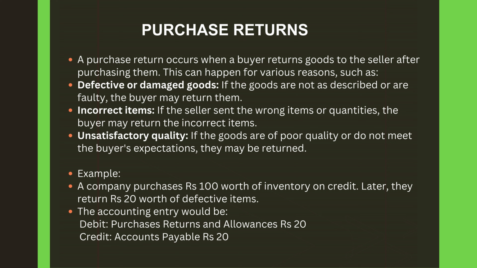For example, a company purchases rupees 100 worth of inventory on credit. Later, it returns rupees 20 worth of defective items. So the accounting entry would be debiting purchase returns and allowances, that is rupees 20, and crediting accounts payable, that is rupees 20.